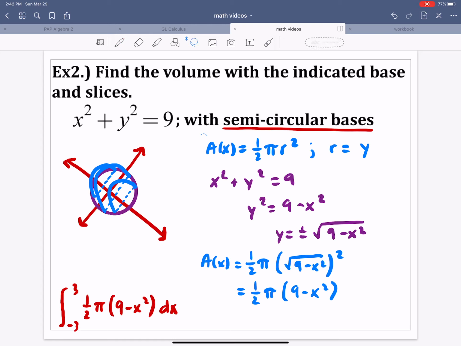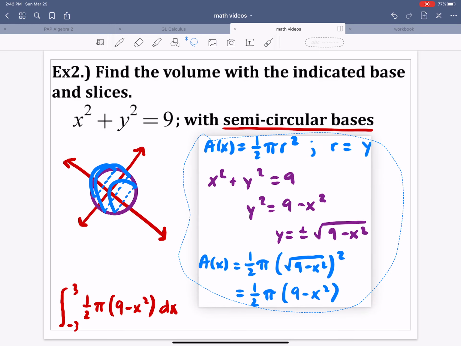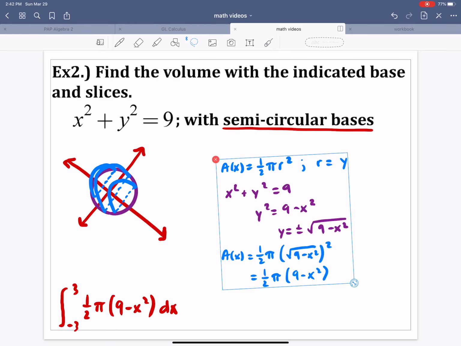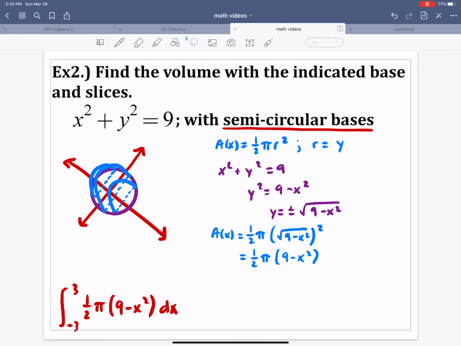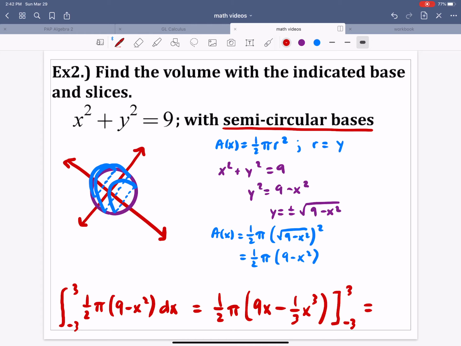And I need a little bit more room, so let me do this. Give myself a little bit more room. Okay, so that integral equals 1/2 pi, which is a constant, so it can slide out. It's going to be 9x minus 1/3 x cubed, evaluated from -3 to +3.